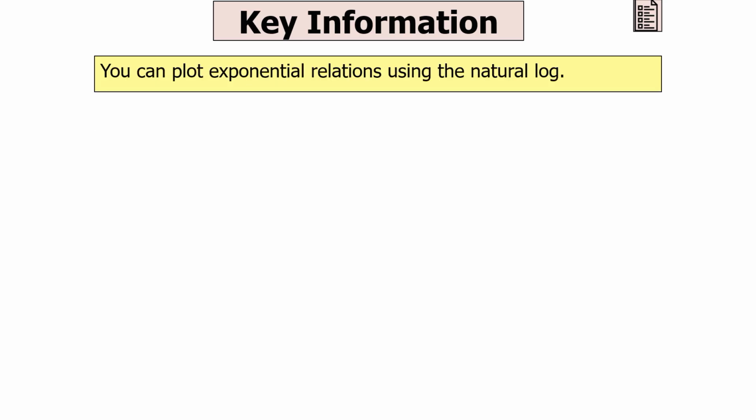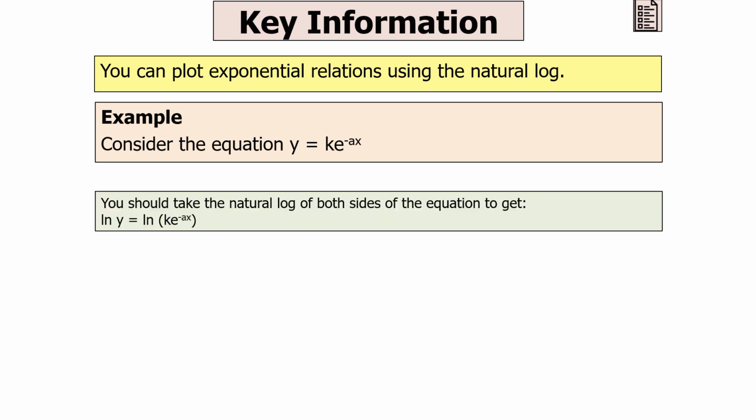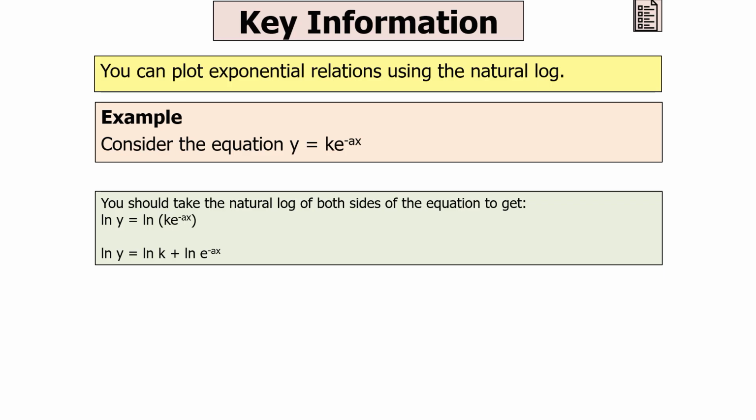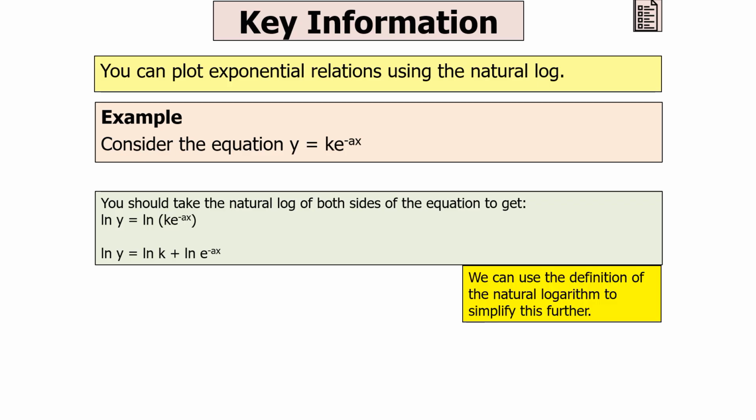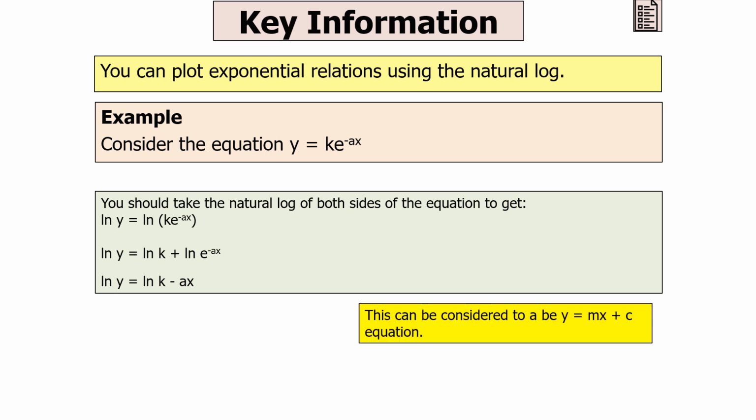Now you can also plot exponential relations using the natural log. So let's consider the equation y equals k e to the power minus ax. You should remember to take the natural logs of both sides because there's an exponential term. So ln y equals ln k e to the power minus ax. We can then use a previous logarithm rule and separate out the two multiplications to say ln y equals ln k plus ln e to the minus ax. We can then use the definition of the natural logarithm to simplify this further and remove the exponential term and bring the power term to be a natural term in the equation. So natural log y equals natural log k minus ax.